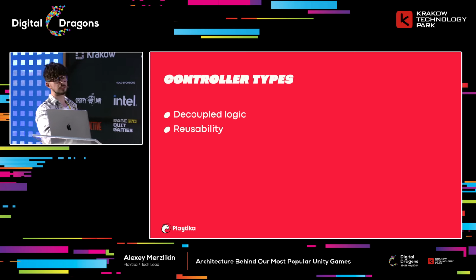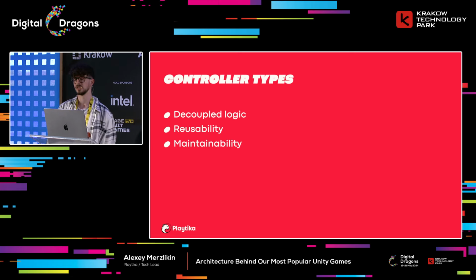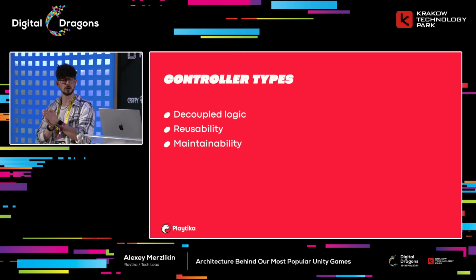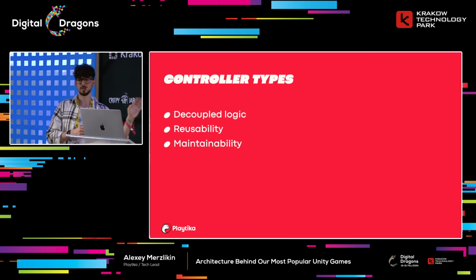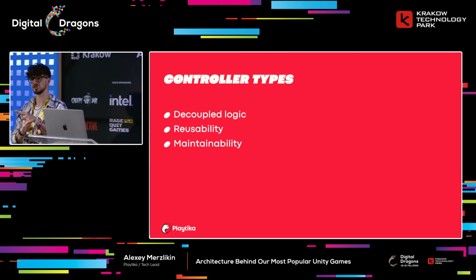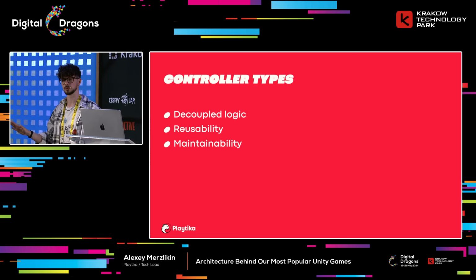What is more, the clear separation of responsibilities in the controllers tree makes it easier to support and update individual parts. And of course, a rewards controller would be a perfect example of maintainability. You don't have to change your feature code at all to support all the new items that we might add.